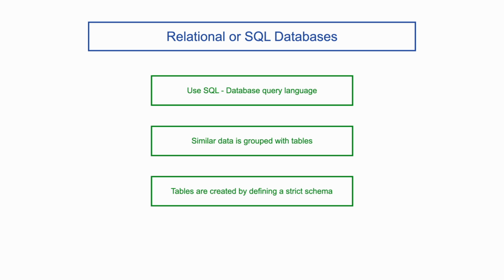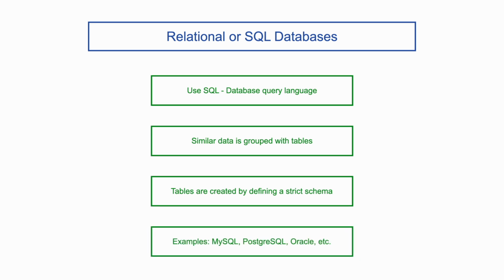Then relations can be established between different tables. A user table can have a relation with the post table to determine which posts belong to a specific user, and so on. Examples for this type of database are MySQL, PostgreSQL, Oracle, etc.